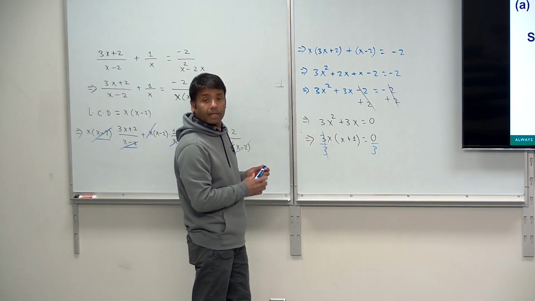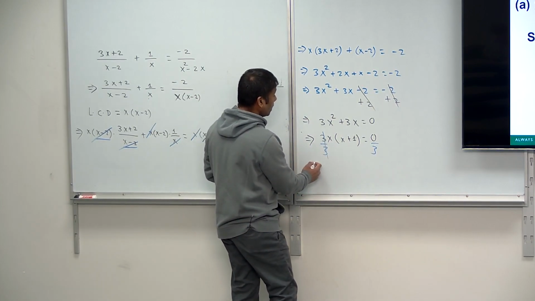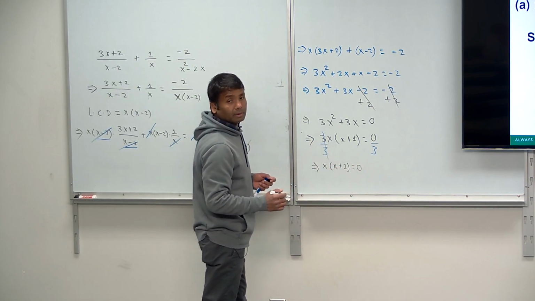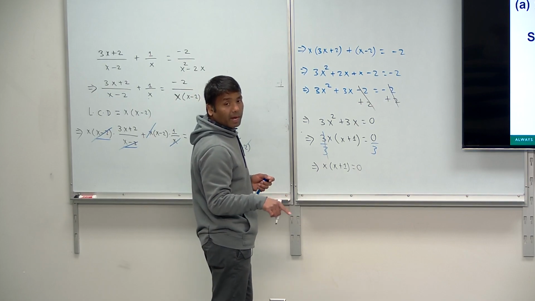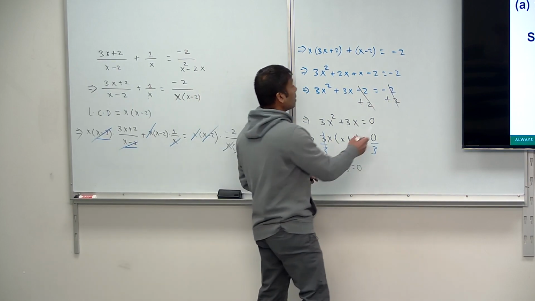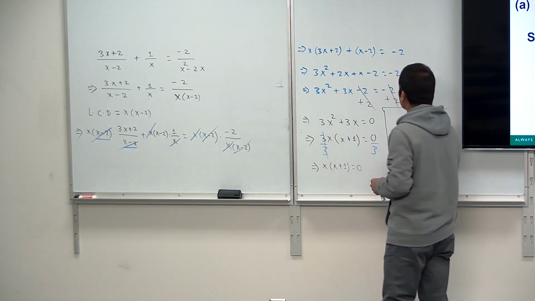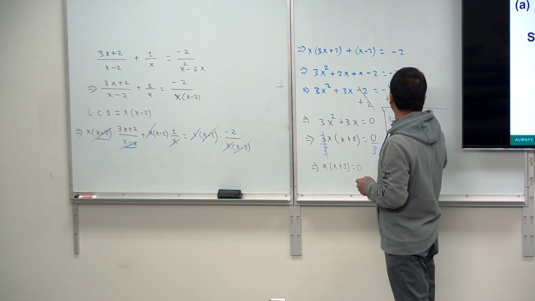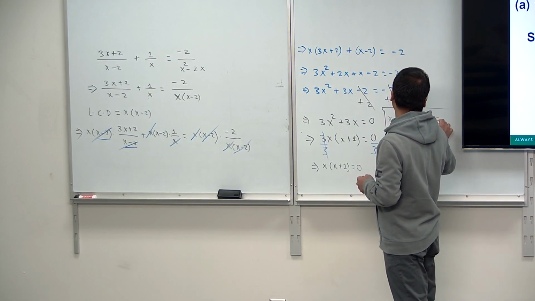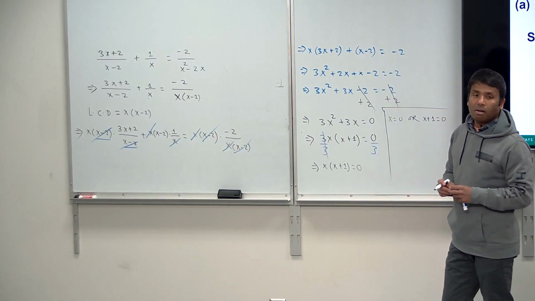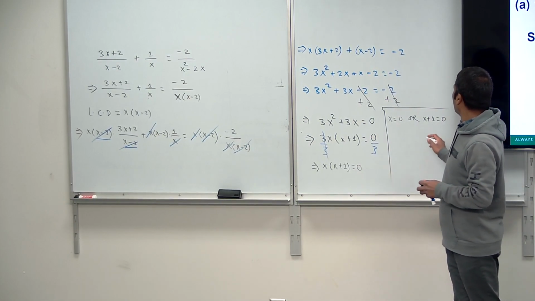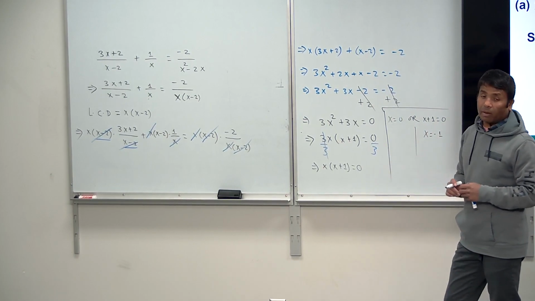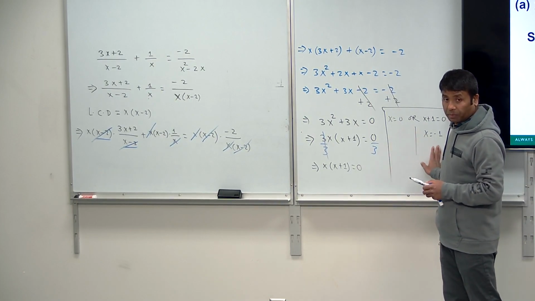You cancel them, right? So now it would be x times x plus 1 equal to 0. And then you use zero factor property, right? So if you look here, x times x plus 1 equal to 0, either x equal to 0 or x plus 1 equal to 0. Make sense? So x plus 1 equal to 0 will give you x equal to negative 1. Now these are the proposed solutions.